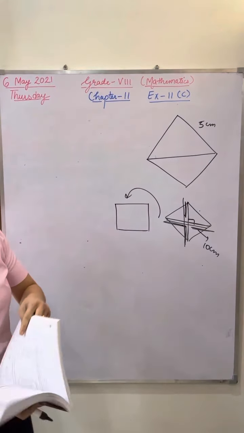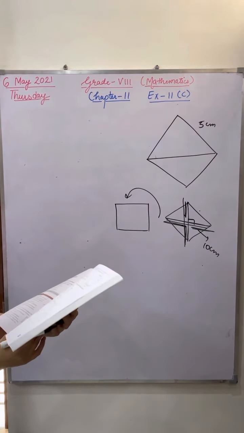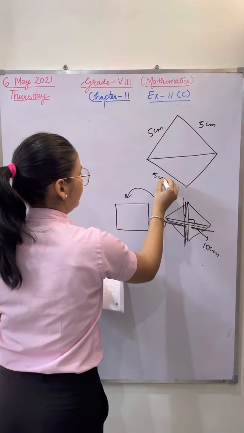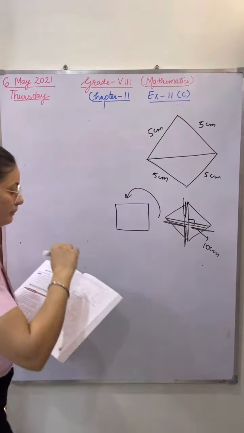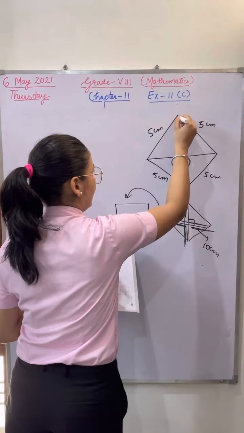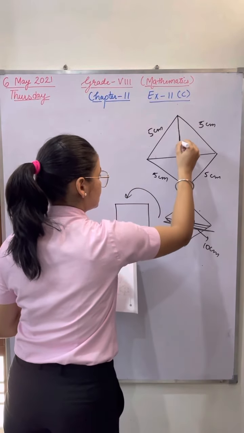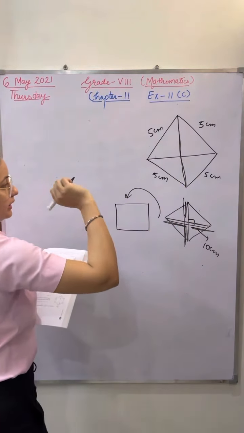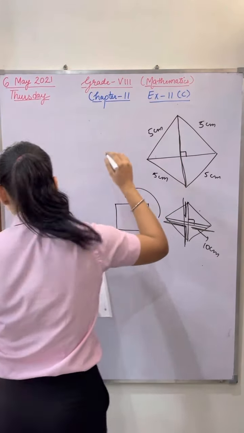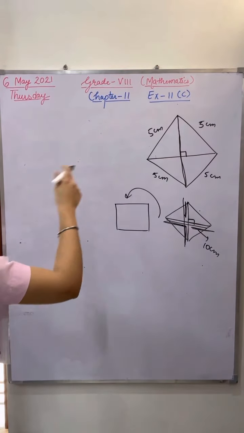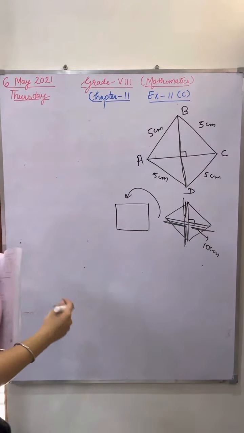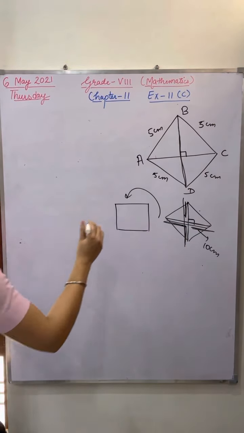Now let's start. What else have they given? This side is given, so I'm writing all the sides will be 5, 5, 5 centimeter, because this is a rhombus. And one diagonal is given. Let's suppose this complete diagonal is 8 centimeter. So they will bisect each other at 90 degrees. Suppose this is the shape, I'm taking it as A, B, C, D. Suppose this point I'm taking as O.